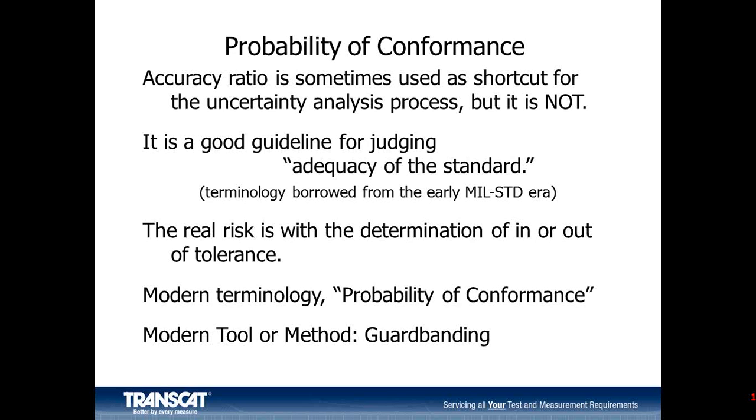It is a good guideline for judging adequacy of the standard, which is terminology borrowed from the early mill standard era. The real risk of using this kind of tool is in determination of the in or out of tolerance. In the modern terminology, we might call that probability of conformance. And one of the tools, or methods, that we might use would be guard banding.